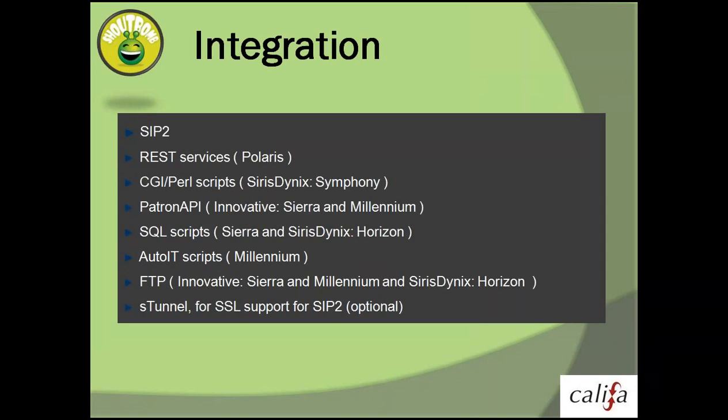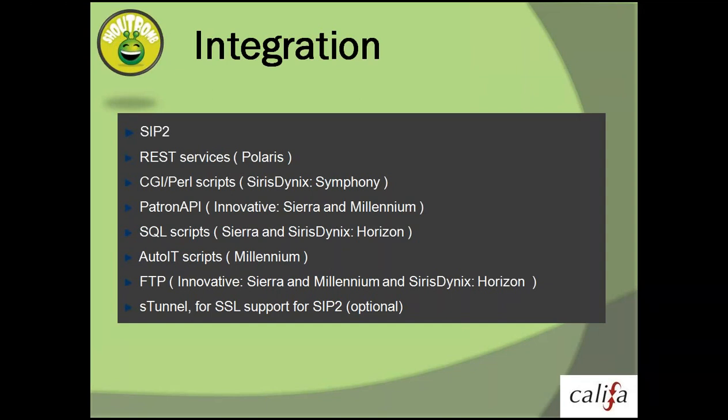So integration, what do we need from you as a library to work with us? SIP2 is the basics. We need access to your SIP2 server. And depending on your ILS, it could be the REST services or CGI or Perl scripts. We need a way for us to generate the notice reports.